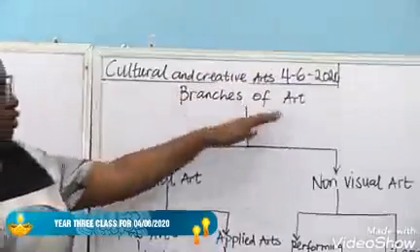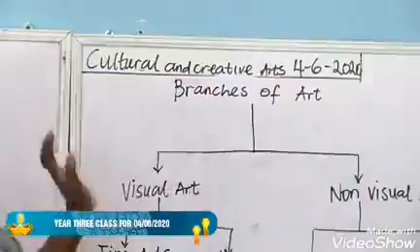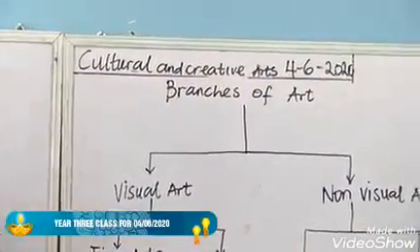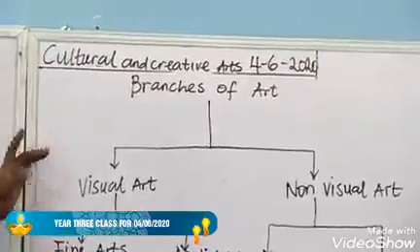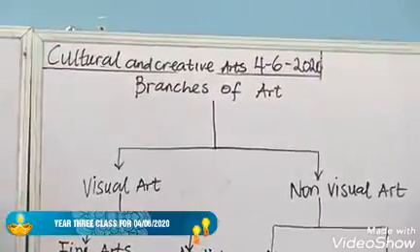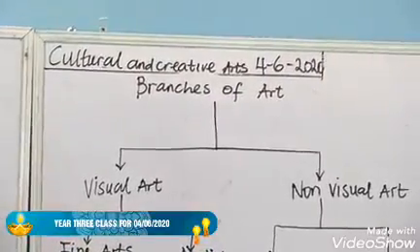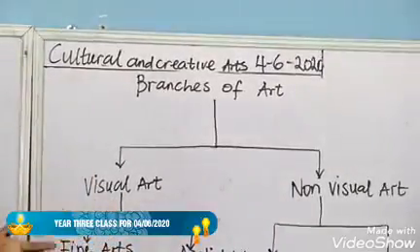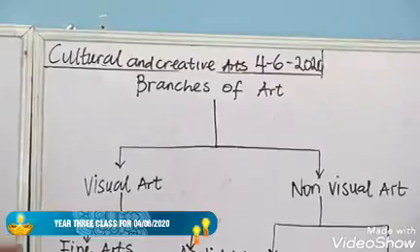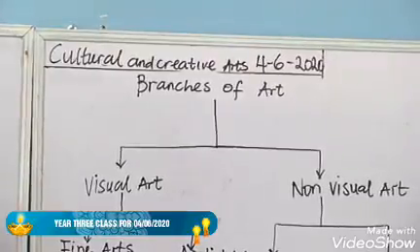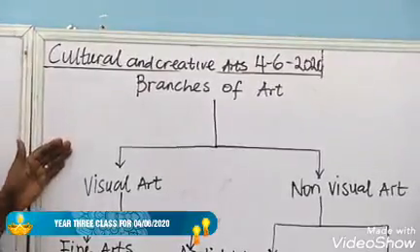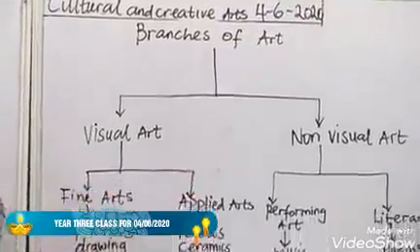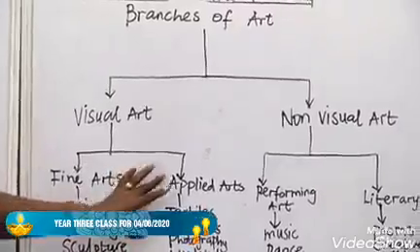Under the branches of art, we have two main branches of art. We have the visual art and the non-visual art. What do we mean by the visual art? The visual art means the aspects of art that we can see, feel and touch. The non-visual arts are the abstract form of art that we cannot see, we cannot feel it, and we cannot touch it. So under the visual art, we have two main branches. We have the fine art and the applied arts.